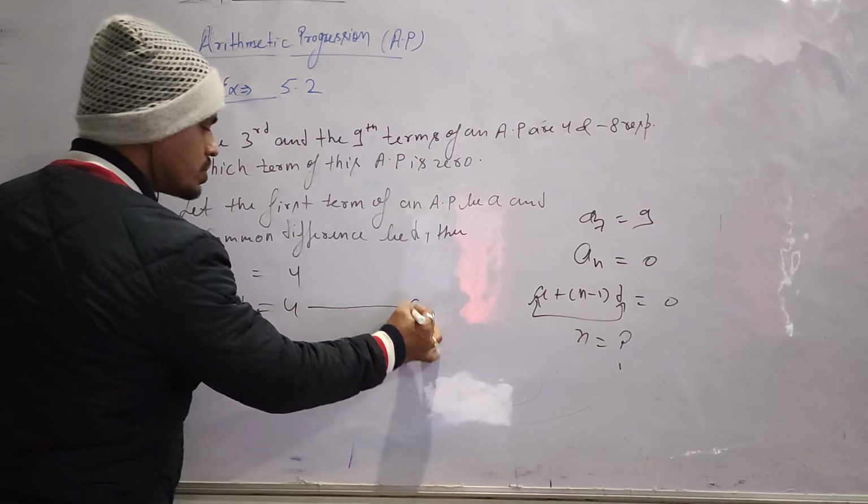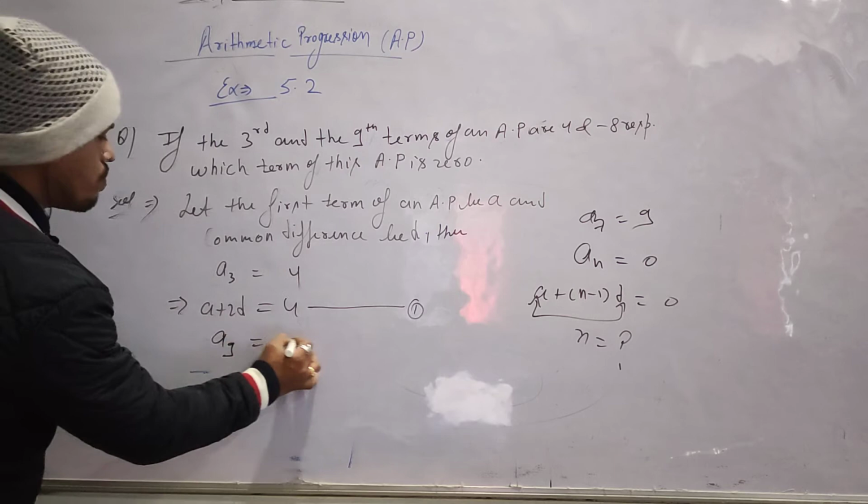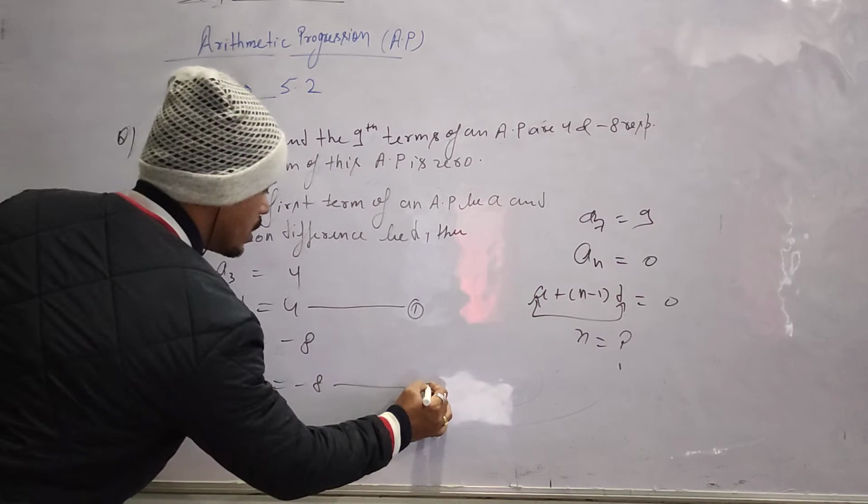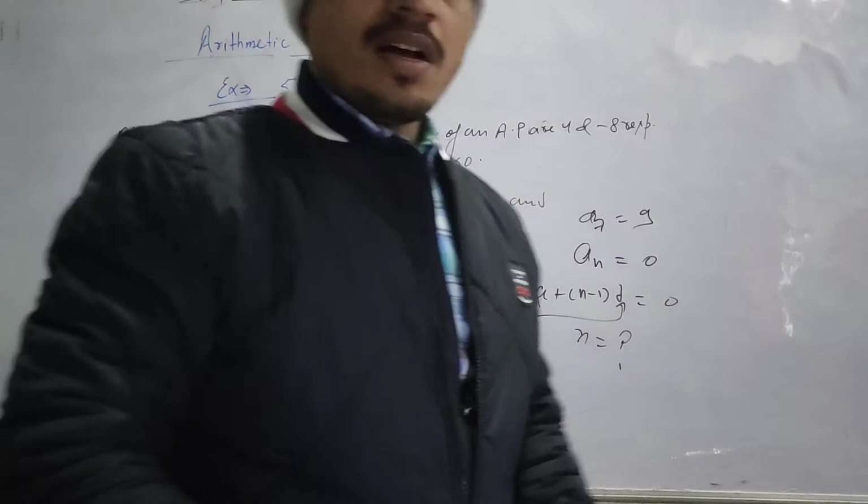And also we have given the 9th term of an AP is minus 8, a9 equals minus 8. So it is a plus 8d equals minus 8. And here you get two equations. And how to solve these equations? By using linear equations in two variables.